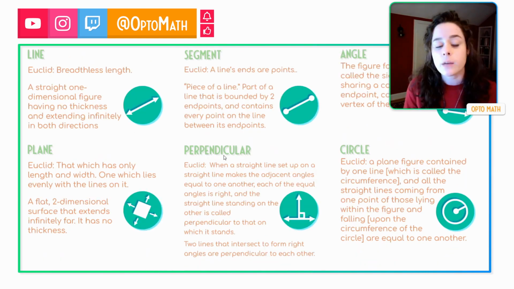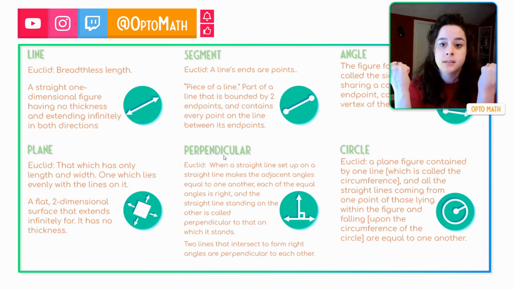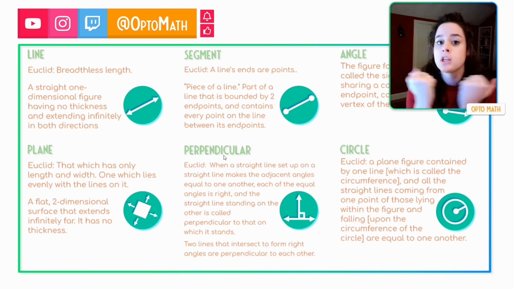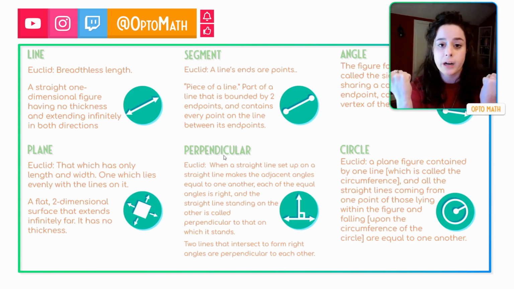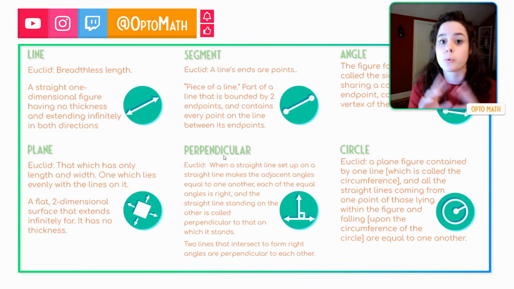The second one we have is line. If you take a bunch of points and you put them right next to each other, like an infinite amount of points, you'll make a line. I like to think about a line by doing this, where my thumbs are arrows. So a line goes on forever in both directions. Euclid said this is breadthless length.